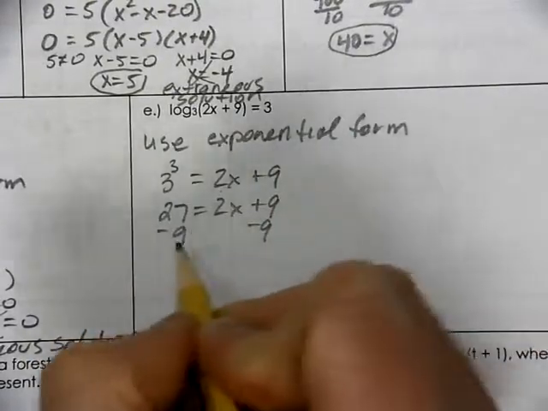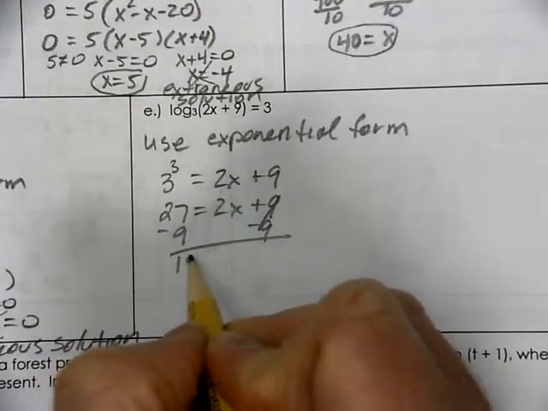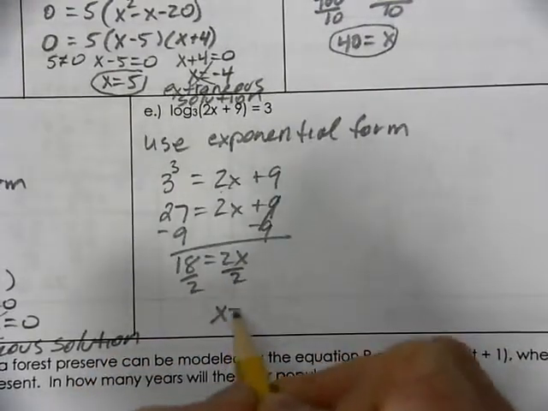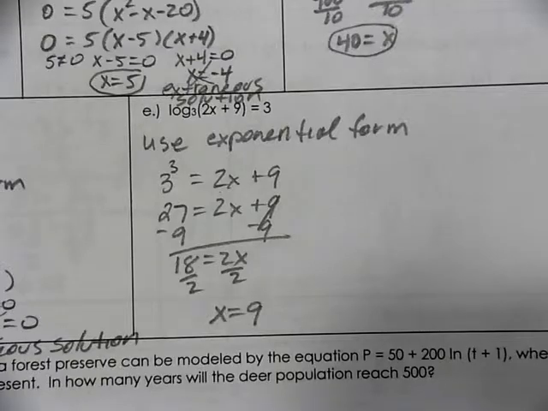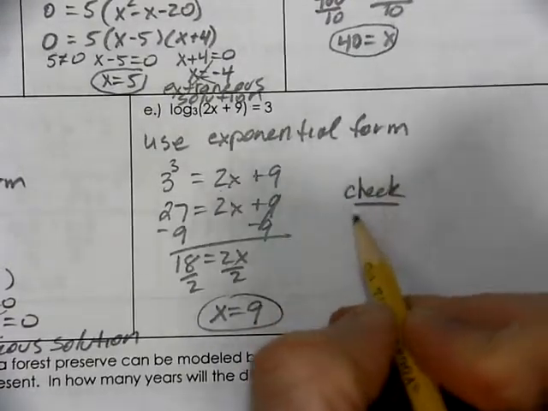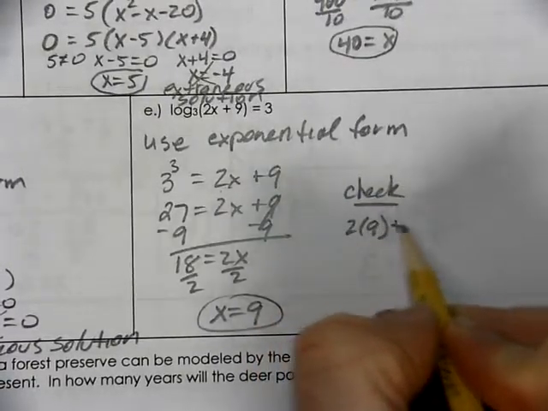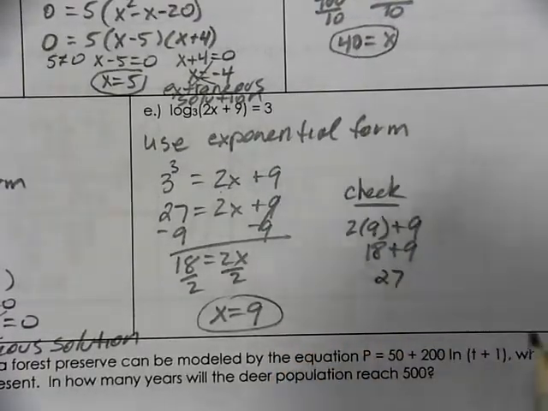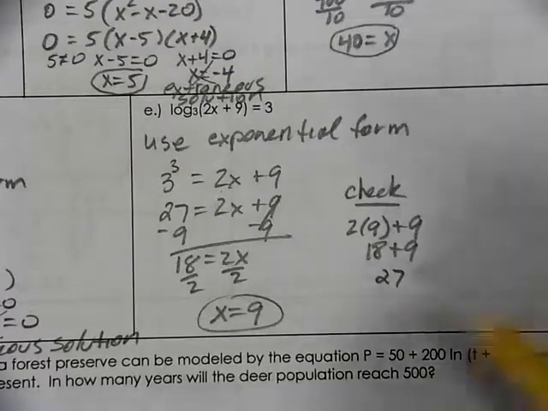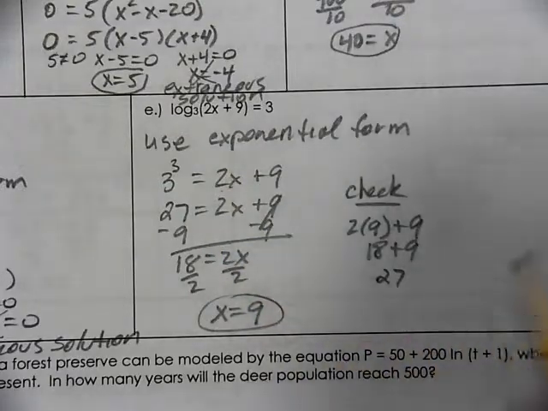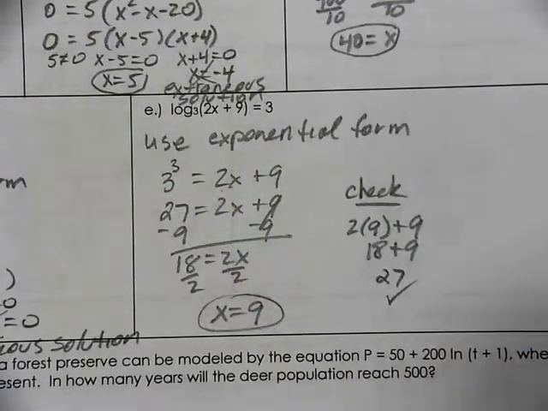Subtract across the 9. Divide by the 2. And if we check that, we would get 2 times 9 plus 9, which is 18 plus 9, which is 27, which is positive. That's telling us it's good. But 27, 3 to the third power is 27. So I know that that's a great match.